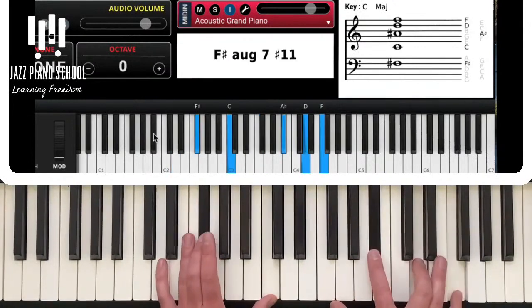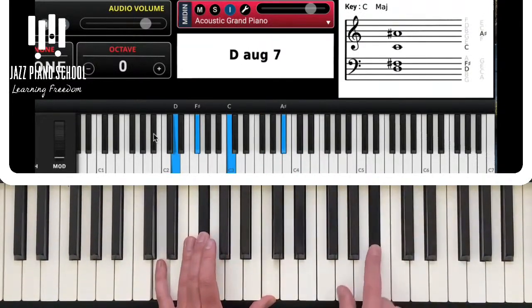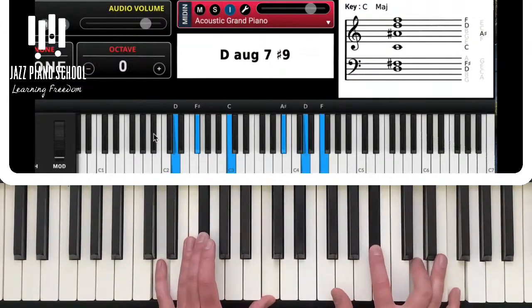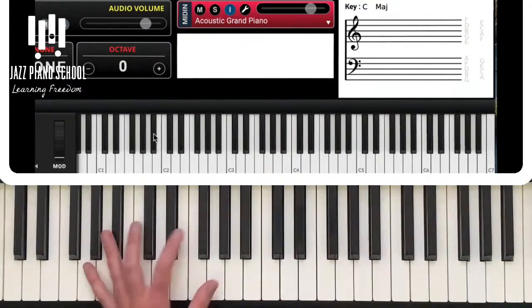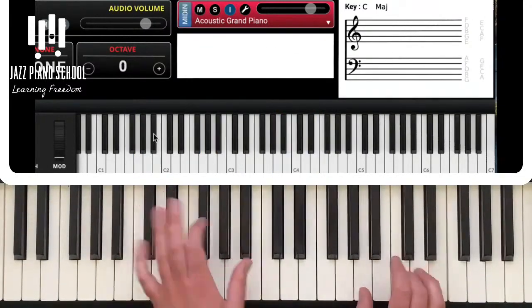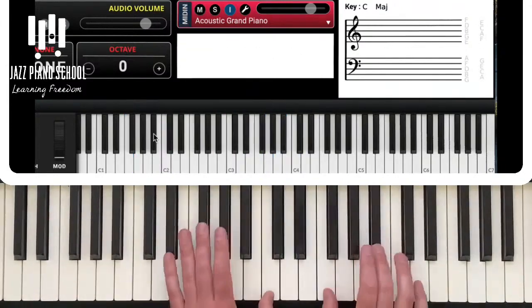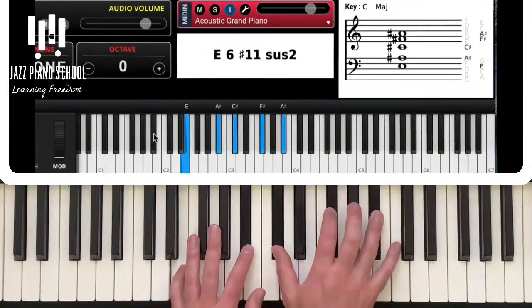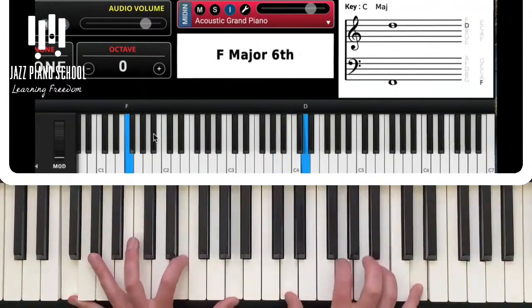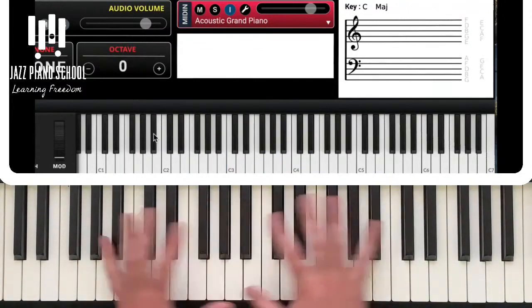Okay, here's my flat 6, right? Over my dominant, again, this is going to give me flat 13, root, and sharp 9. Right, so it sounds like this. The full progression sounds like this. So that is a way to comp using upper structure triads.